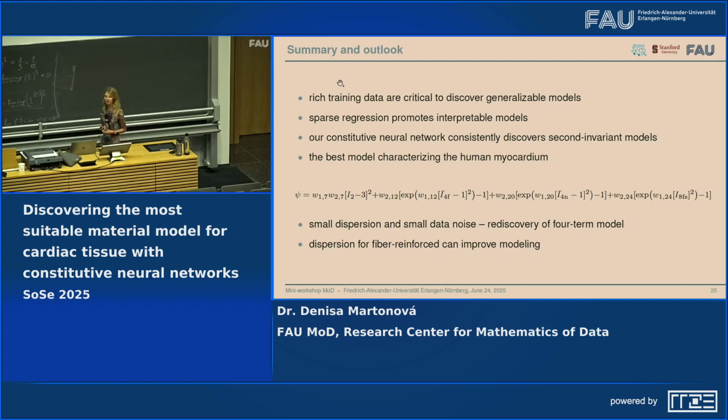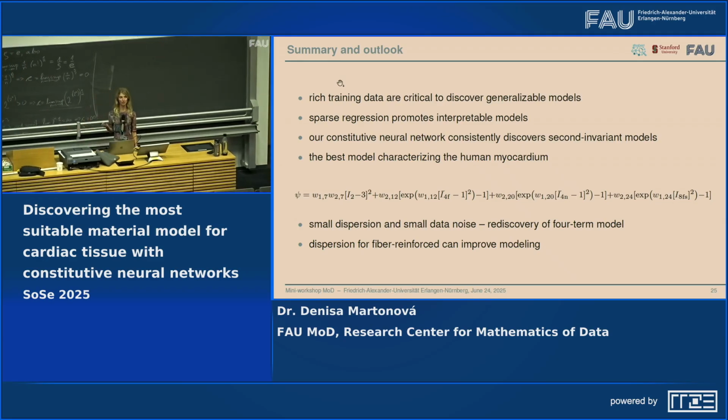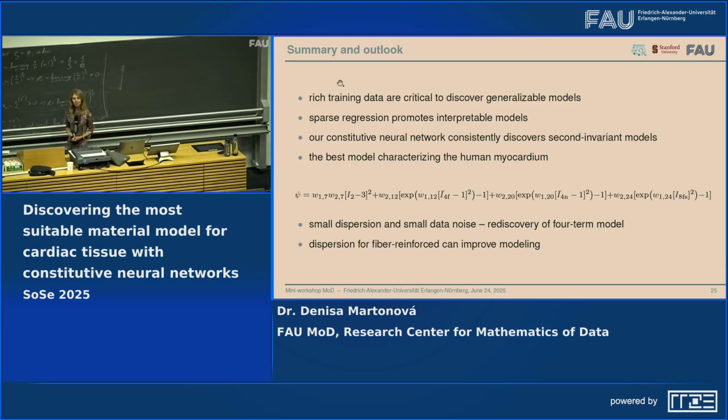We have also shown that rich training data is critical to discover more generalizable models. We have also seen that including sparse regression helps us to get more interpretable models. And lastly, also including small dispersion into this approach helps us to find better models or models which are more physiological. The general message is that including dispersion in modeling of biological tissues can in general improve the modeling.